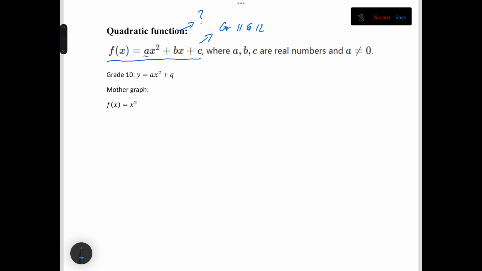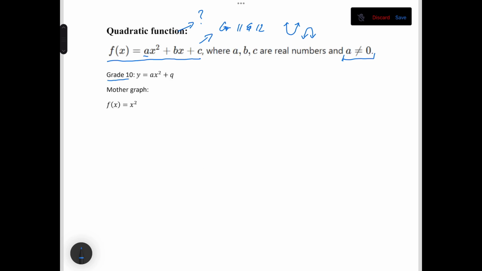Right, a decides whether the graph will be concave up, this is now proper mathematics lingo, or concave down. If it's positive, then it's concave up. If it's negative, it will be concave down. That's a smiley face or a frown. Right, a must have a value. It can't be 0. If it's 0, then it will not be a quadratic function.